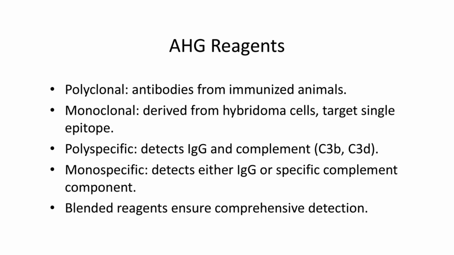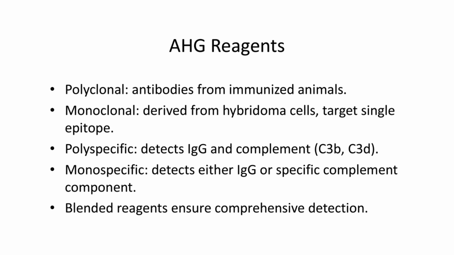AHG reagents. AHG reagents come in several forms, each designed to detect specific immune components. Polyclonal reagents are produced by immunizing animals and contain antibodies that target multiple epitopes. Monoclonal reagents are derived from hybridoma cells and target a single epitope.